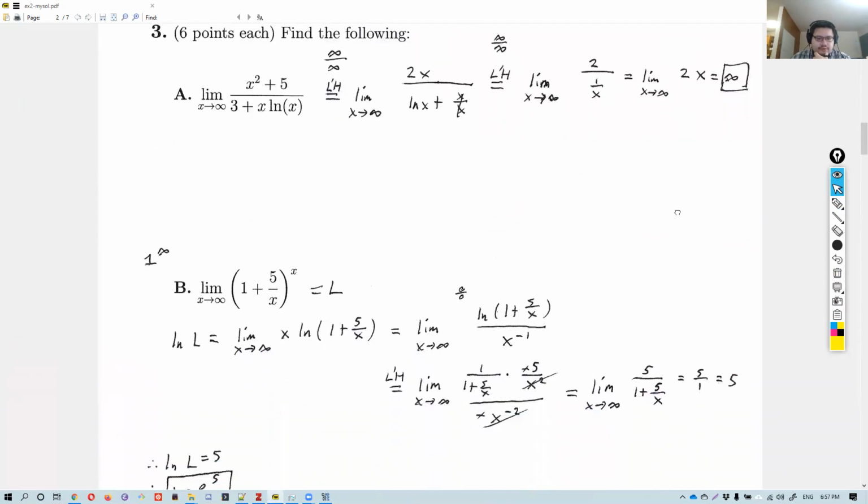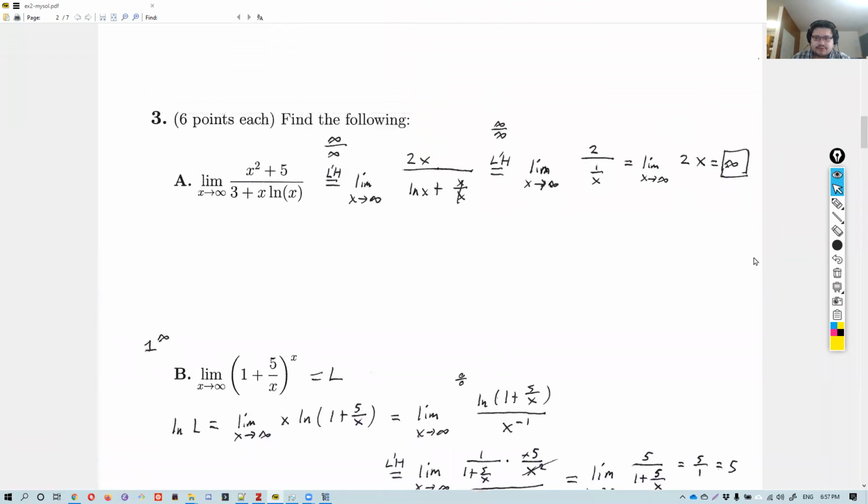For 3, we have 2 different limit problems. For the first one, if you just try to plug in naively, you'll get an infinity on top and an infinity on the bottom. So we get infinity over infinity. That is an indeterminate form. So we can apply L'Hopital's rule to it. We take the derivative of the top function, that gives us 2x. We take the derivative of the bottom function, which gives us, well, we have to use product rule.